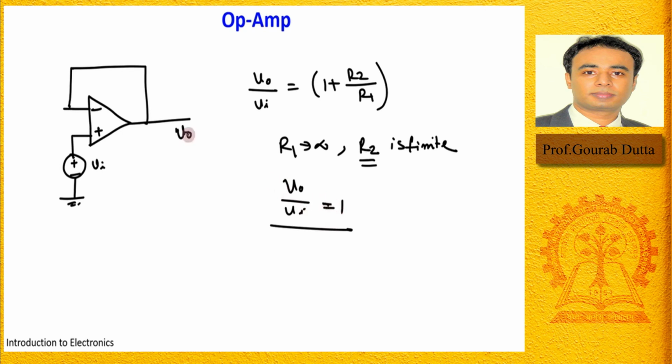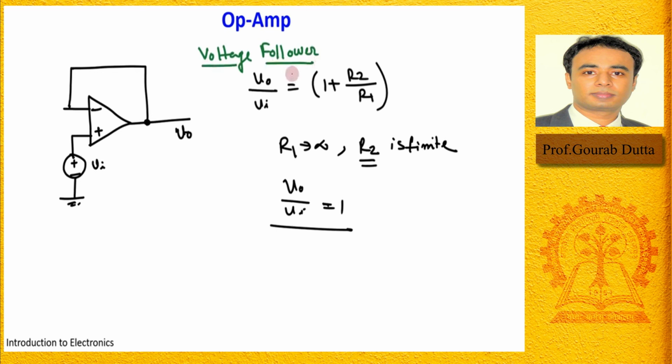So for this particular circuit, what you can see is that this output is following exactly the input, right? Output is following the input. So as this output is following the input, this particular circuit is called a voltage follower. Fine. This is called voltage follower.